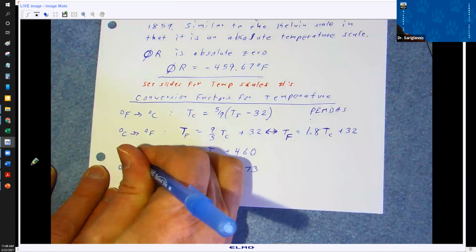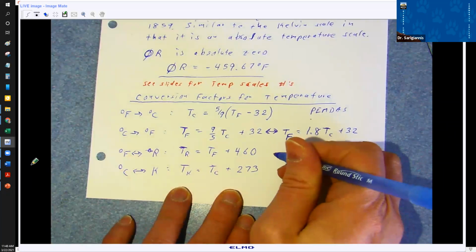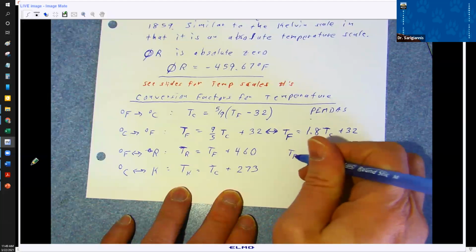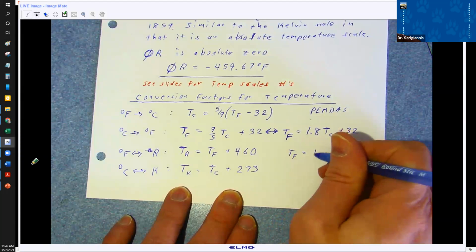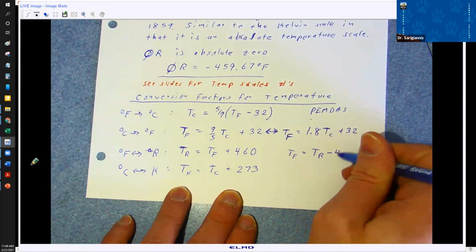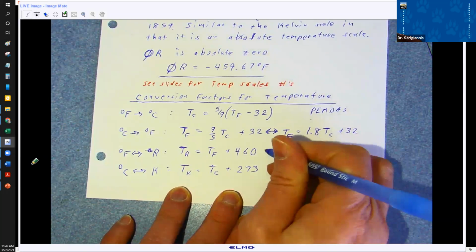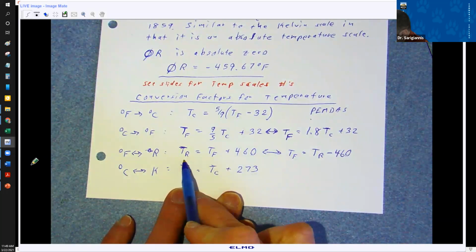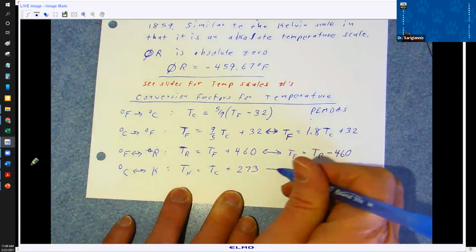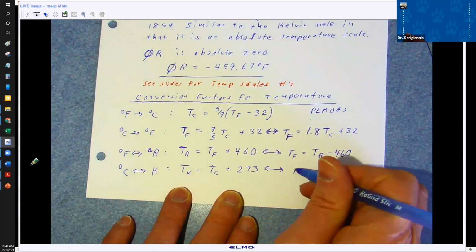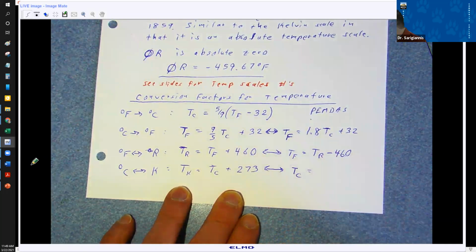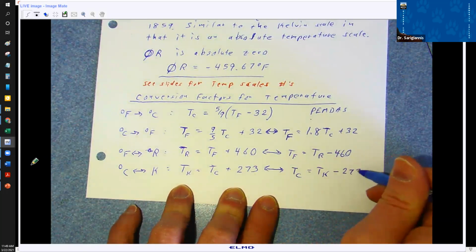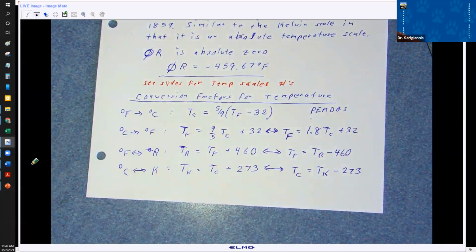Let me give you both conversions. You can go to Fahrenheit by taking Rankine minus 460, right? If you know Fahrenheit, you can get Rankine. If you know Rankine, you can get Fahrenheit. And same thing for Kelvin. We can write the temperature in Celsius as temperature in Kelvin minus 273, right? So this is just algebra going between these two.